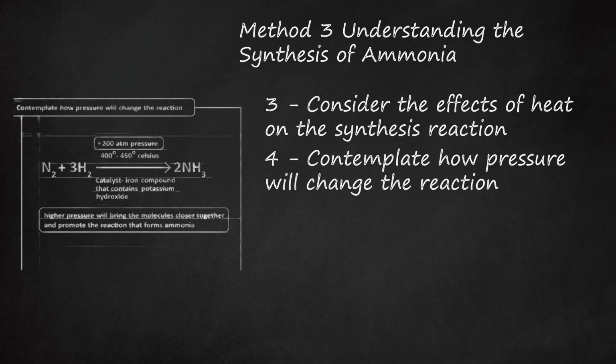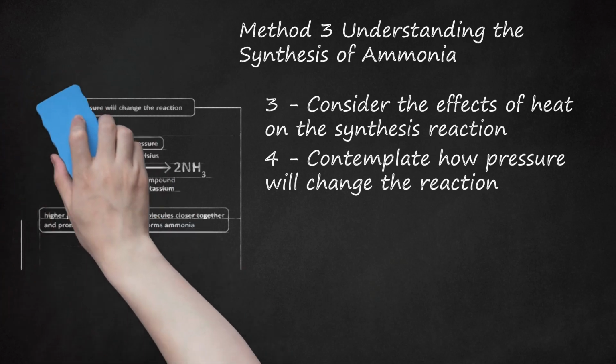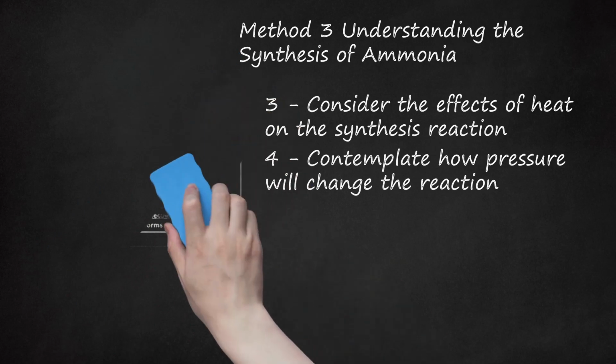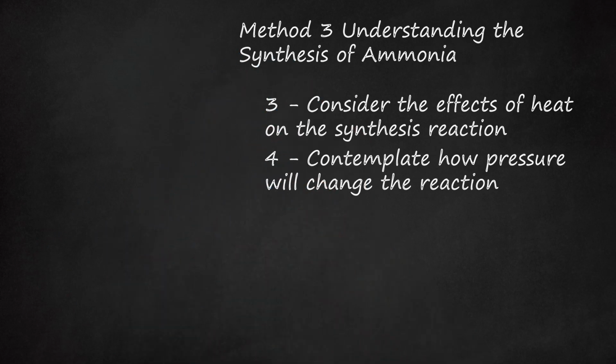Creating extremely high pressures is expensive. You have to buy the equipment to generate the pressure and contain it, so a middle ground is often sought to produce ammonia in a cost-effective way. Most manufacturers use a moderately high pressure of around 200 atmospheres.